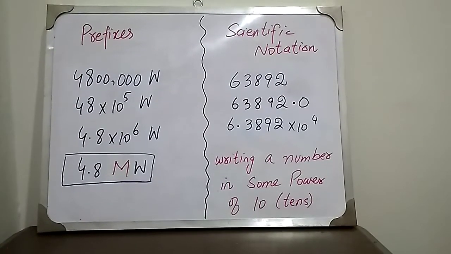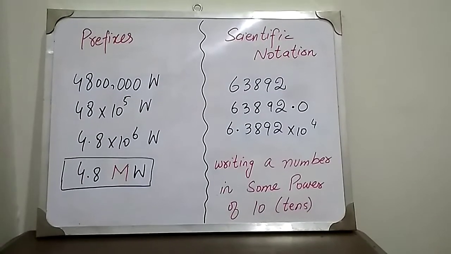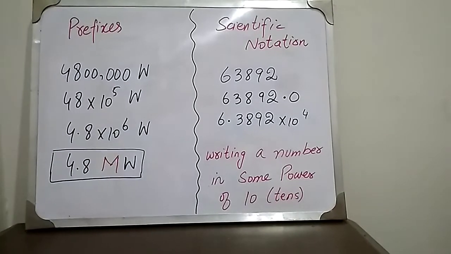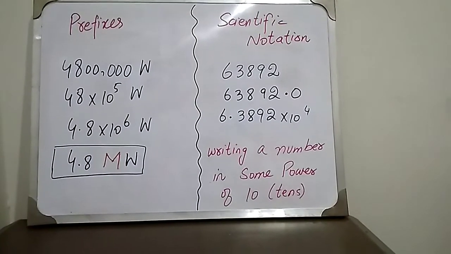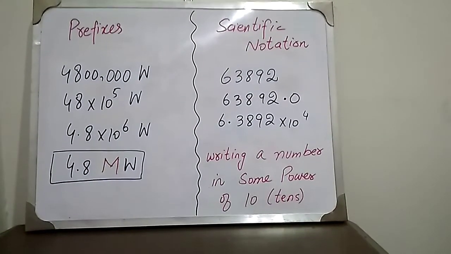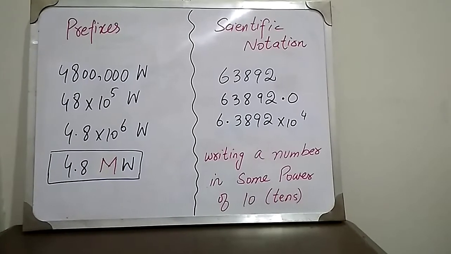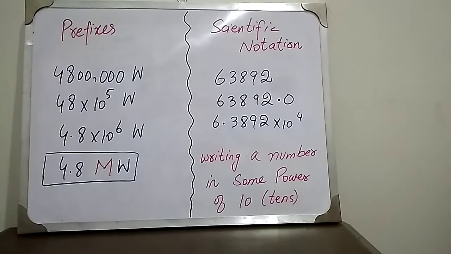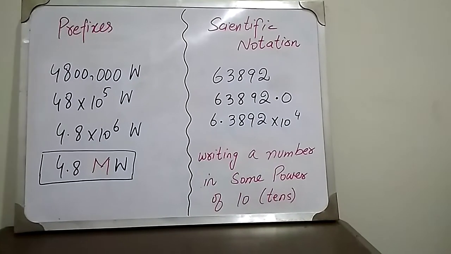6.3892 × 10^4. But when it comes to prefixes, if you are going to turn this number, 6.3892 × 10^4, into prefixes, you just have to arrange the decimal point or the number in such a way that you can fit the prefix symbol here.